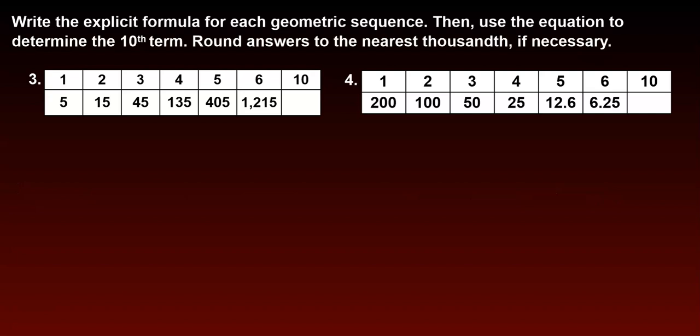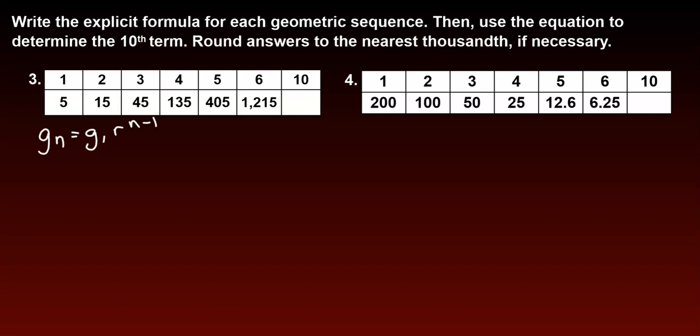Write the explicit formula for each geometric sequence. Then use the equation to determine the 10th term. Round your answer to the nearest thousandths if necessary. All right, so first of all, the explicit formula we're talking about is the one we got back in chapter 8. G sub n equals G sub 1 times r to the n minus 1.